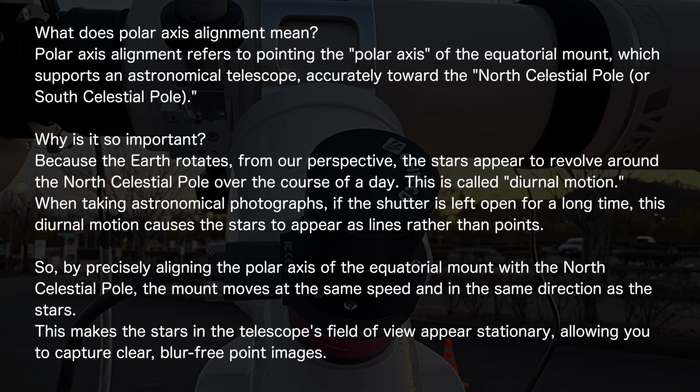When taking astronomical photographs, if the shutter is left open for a long time, this diurnal motion causes the stars to appear as lines rather than points. So, by precisely aligning the polar axis of the equatorial mount with the north celestial pole, the mount moves at the same speed and in the same direction as the stars. This makes the stars in the telescope's field of view appear stationary, allowing you to capture clear, blur-free point images.